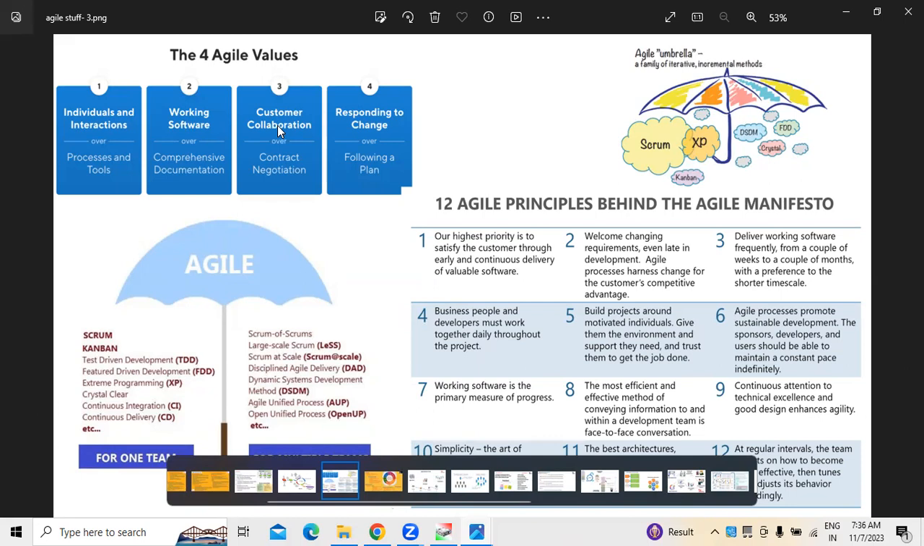Responding to change, last minute changes can be made. Why? For example, if you are preparing documentation, if you follow the traditional model, whatever the features and non-functional requirements, all of these were interconnected. So if you make any changes in one area, it will automatically impact the other end. But when you follow Agile, it was not the case.